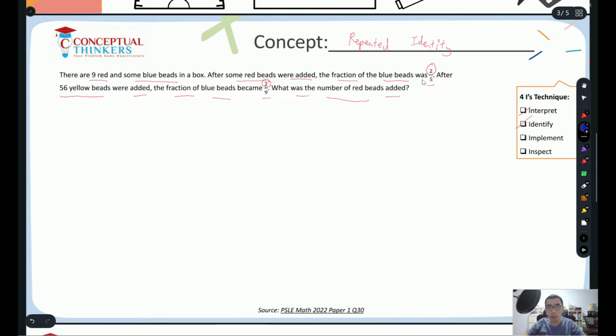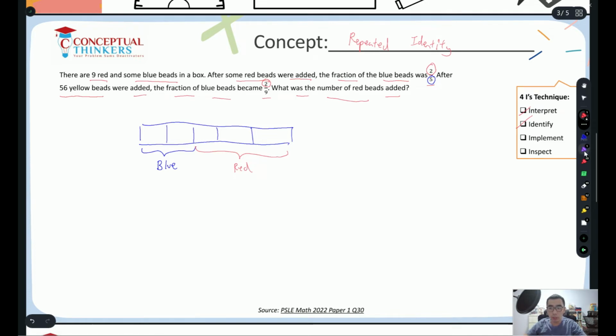Now I do know that after adding some red bits, the fraction for the blue will be 2/5, right? So let's draw the model out for visual purpose. So I'm going to draw the total parts. I cut the parts into 5, so I'm going to have 1, 2, 3, 4, 5 parts. And out of these 5 parts, right, 2 of them will be blue. So this will be blue. Then the remaining has to be red, right? So let's show that this is red.